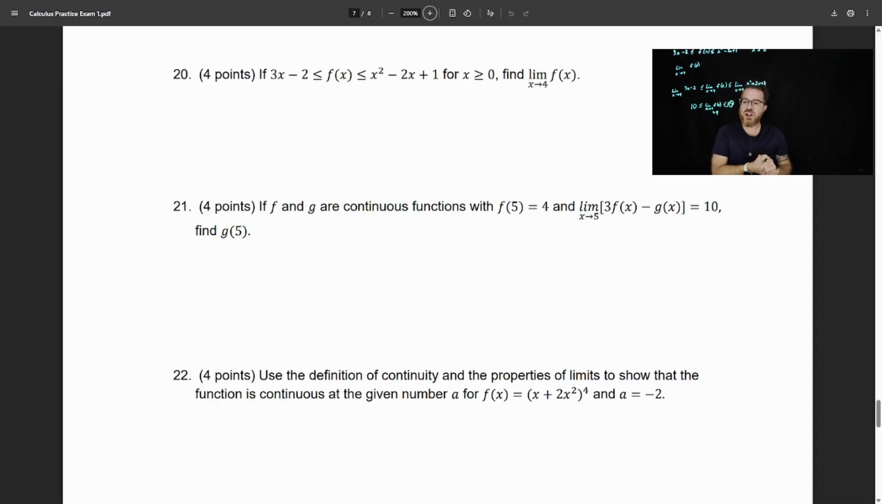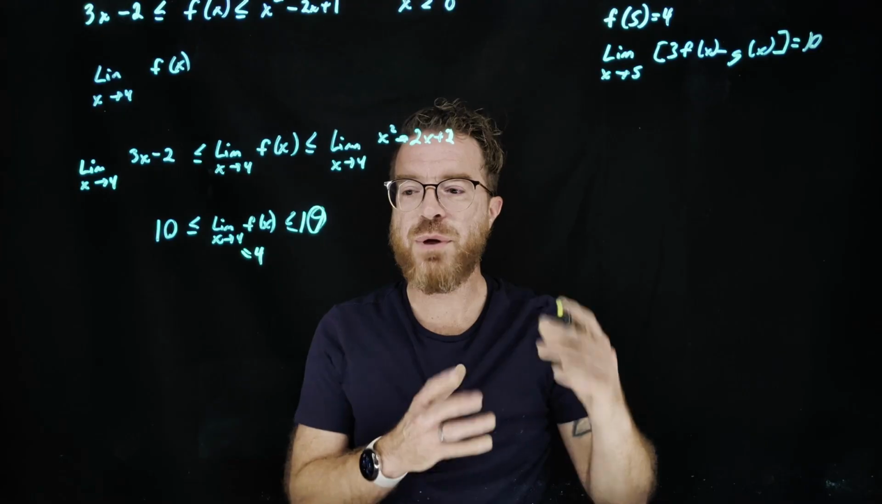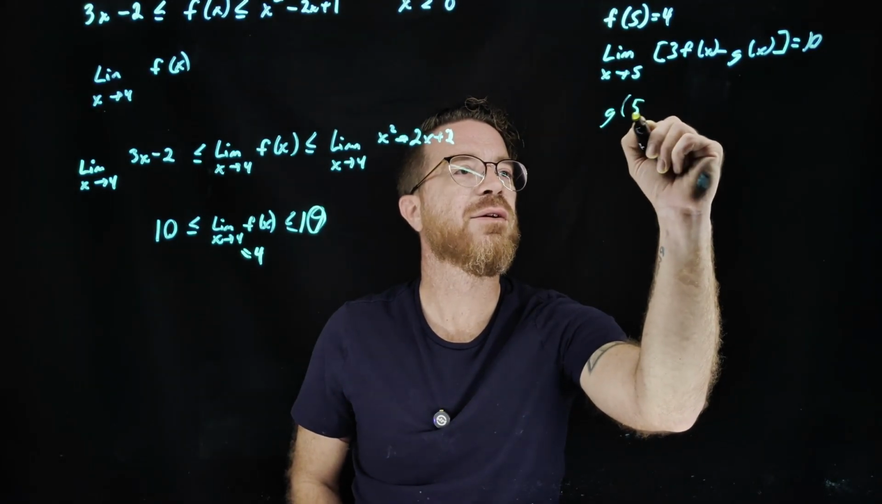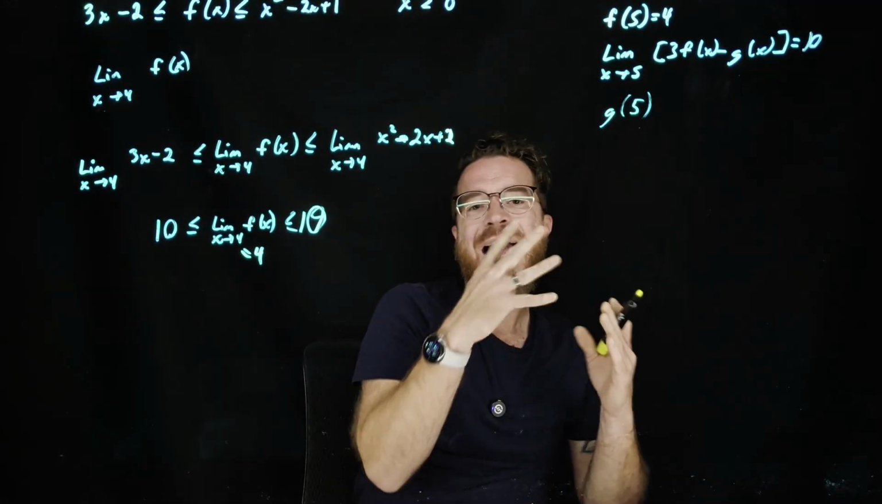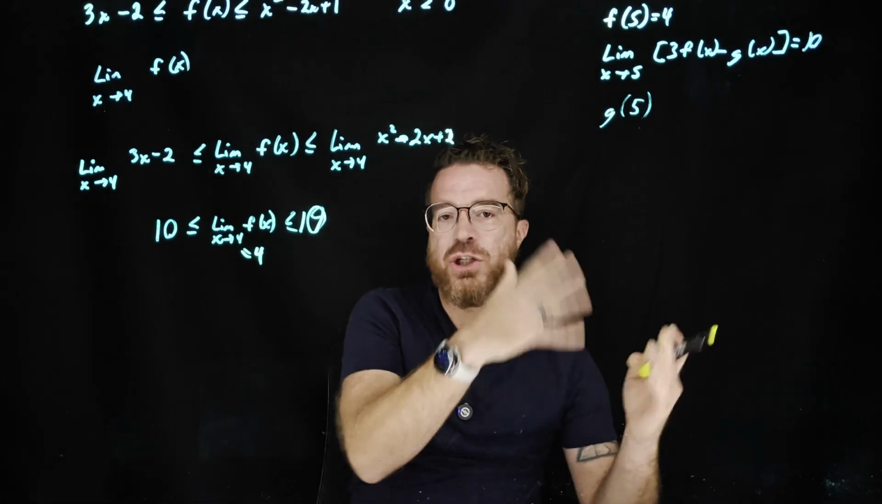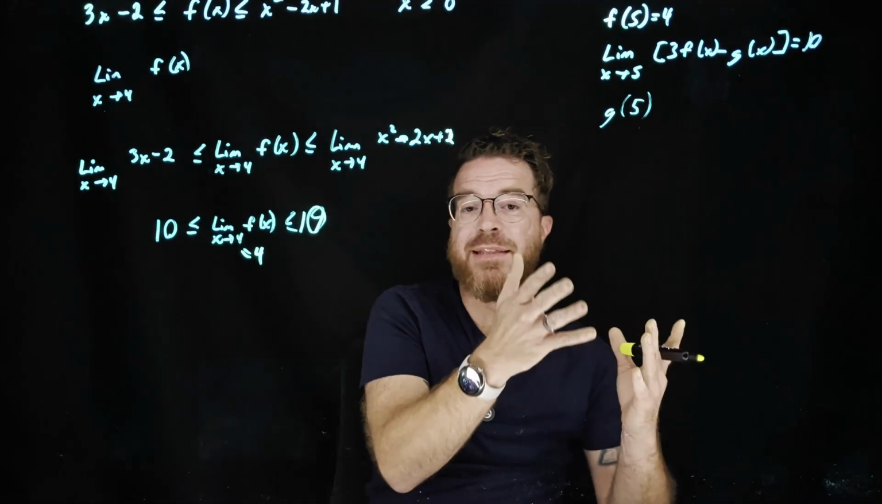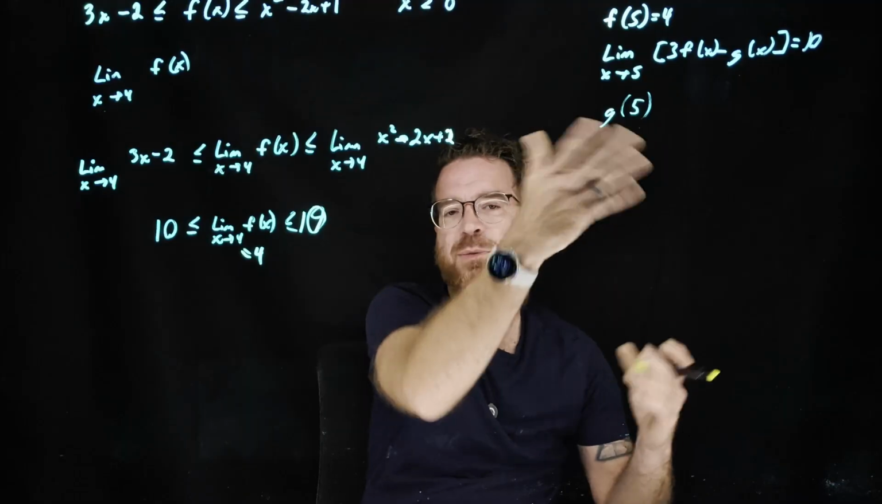The next problem says if f and g are continuous functions and f of 5 equals 4, and we have the limit as x approaches 5 of 3 f of x minus g of x equals 10, then we want to find out what g of 5 is. What we're doing here is basically some substitution, because if we have continuous functions at a particular limit, then the addition or subtraction of those limits at that point would also be continuous, which means the point exists, which means we can then plug it in.